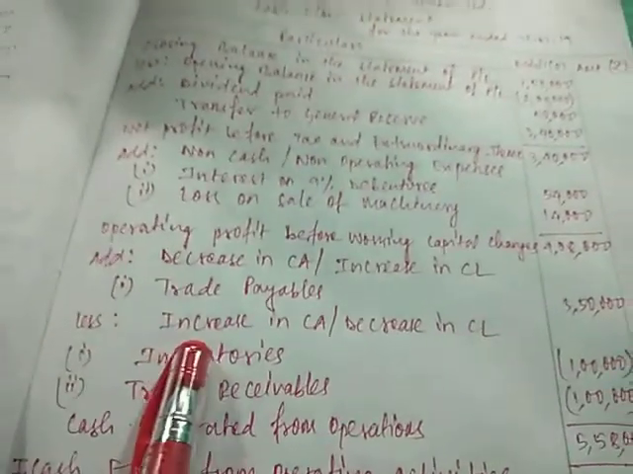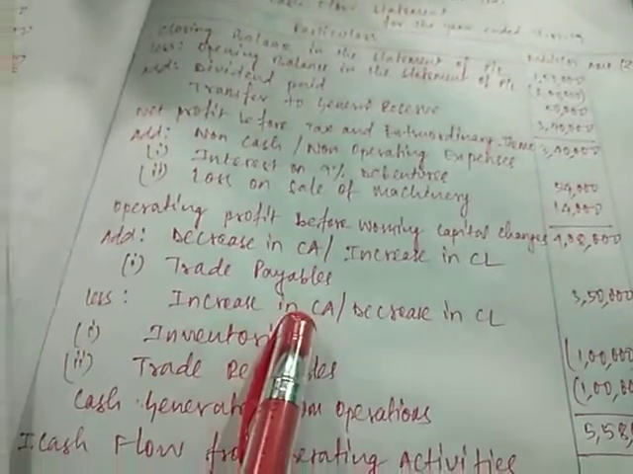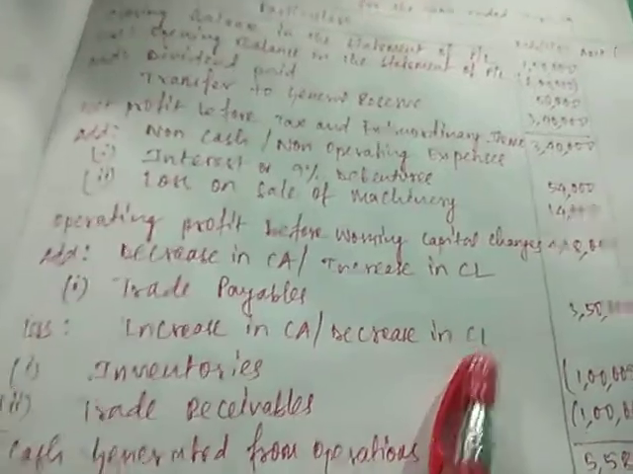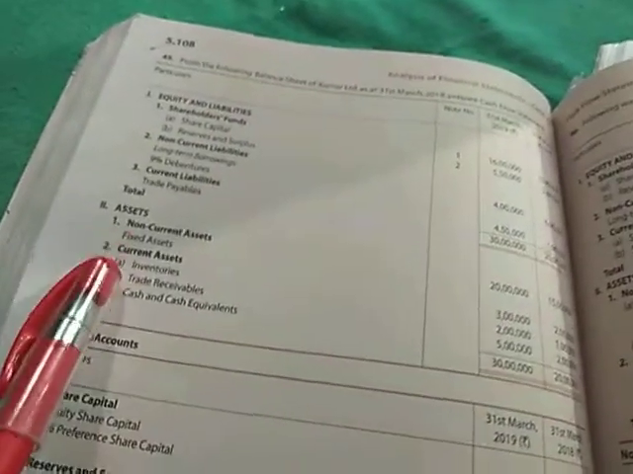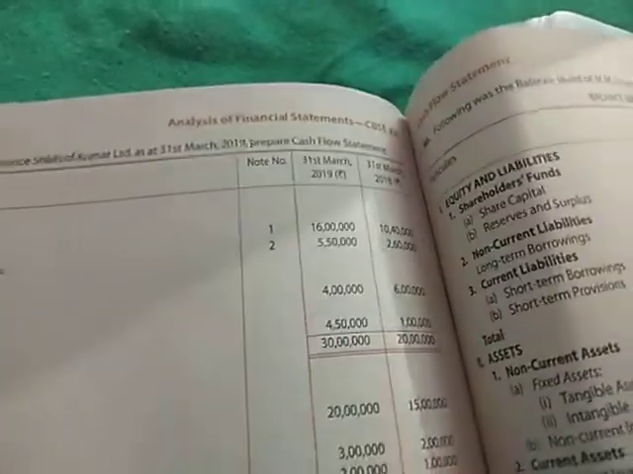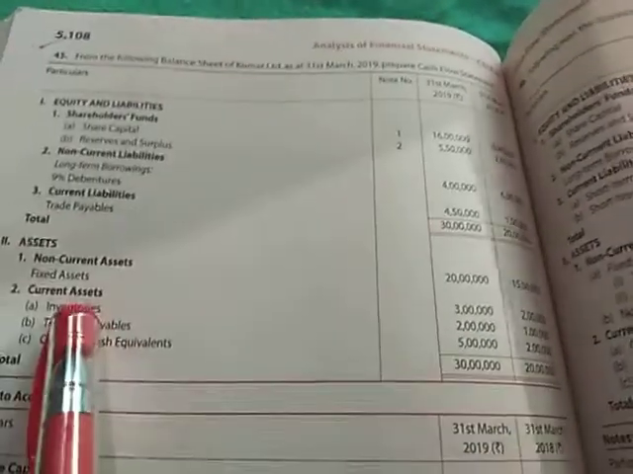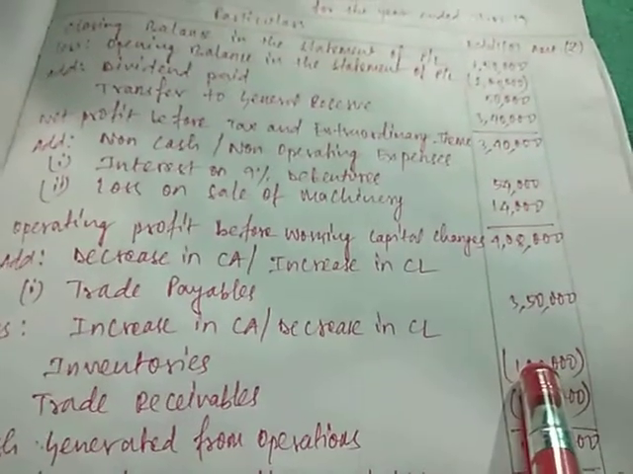Next, less increase in current assets or decrease in current liabilities. So let us check whether there is an increase in current assets. In current assets we have three items. Cash and cash equivalent will not be taken. Inventory and trade receivable. Inventories, when we check, have increased from 2 lakh to 3 lakh. It has increased. So increase in current assets will be subtracted. So inventories from 2 lakh to 3 lakh, 1 lakh has been subtracted here.